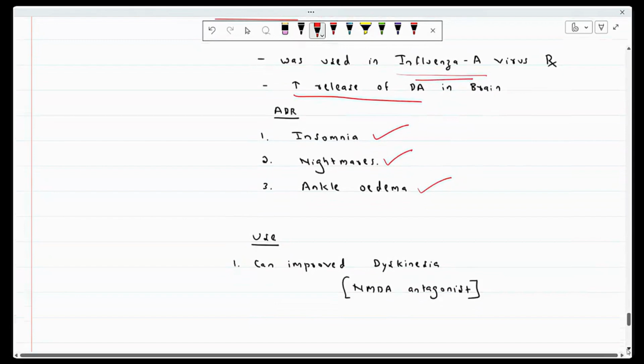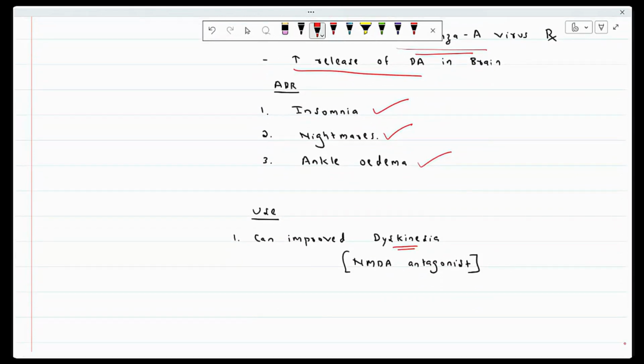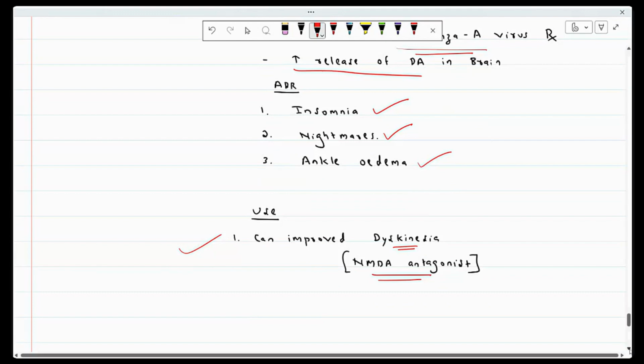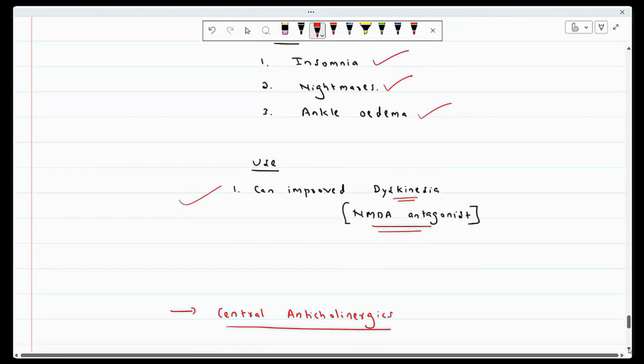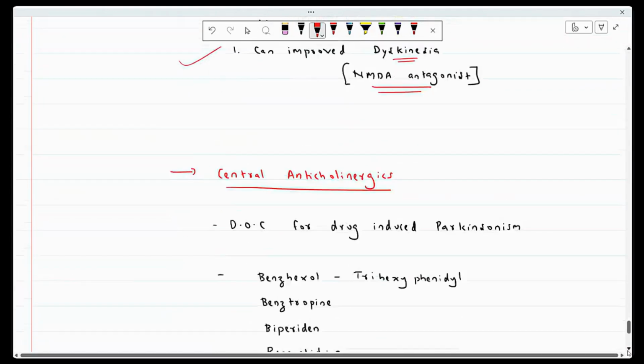Now one more point. I told you levodopa, one of the ADRs is dyskinesia, right? Now amantadine can be used in the treatment of dyskinesia. The reason is that it has one more additional mechanism. It is an NMDA antagonist. NMDA, you know, N-methyl D-aspartate, is a receptor for aspartic acid and glutamic acid. So it is an NMDA antagonist, and that is why it can be used in improvement of dyskinesia. Hope it is clear.